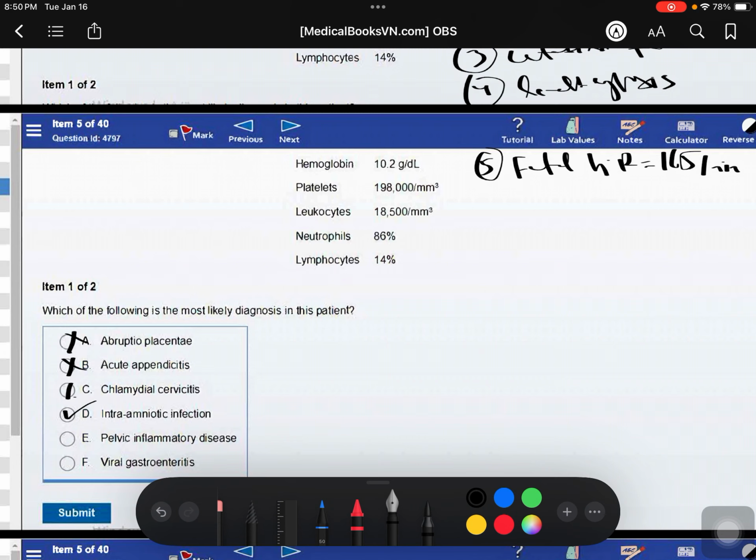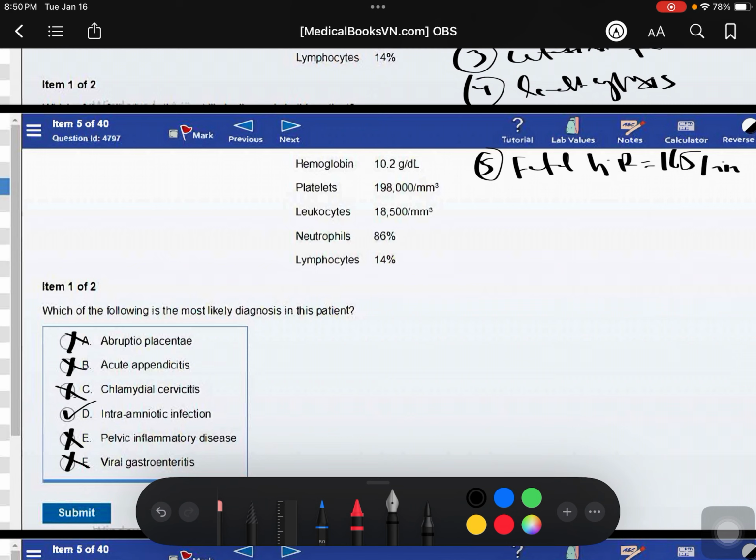The third one is chlamydia cervicitis. Chlamydia cervicitis presents with purulent cervical discharge. There is no associated uterine tenderness. The choice E, pelvic inflammatory disease. PID is an ascending infection, uncommon during the third trimester of pregnancy. The choice F, viral gastroenteritis. As we know, viral gastroenteritis commonly presents as an acute onset diarrheal illness, and this patient is not suffering from any diarrheal illness. So let's revise again.